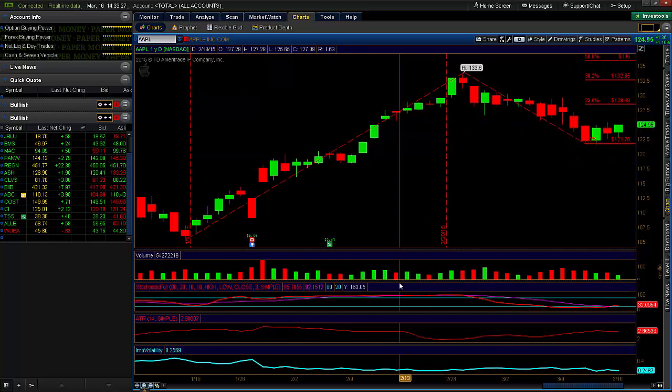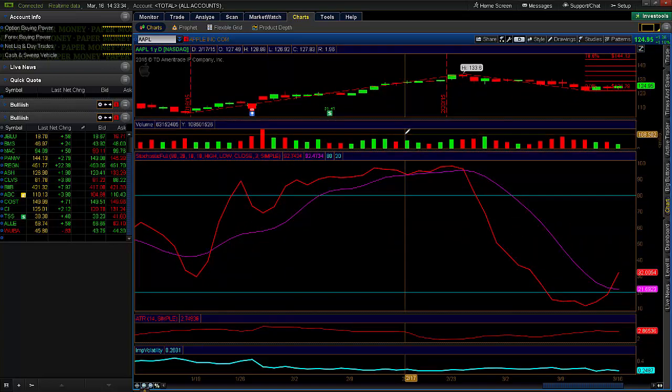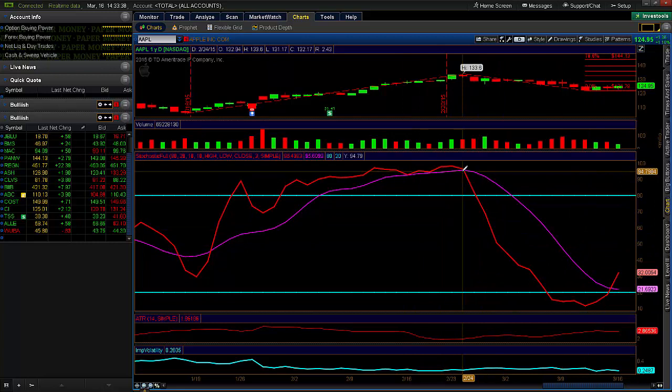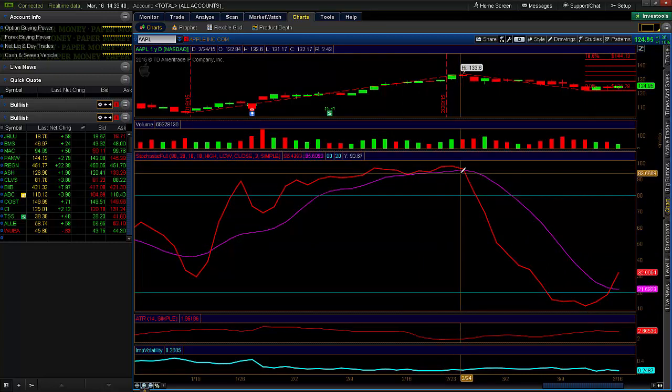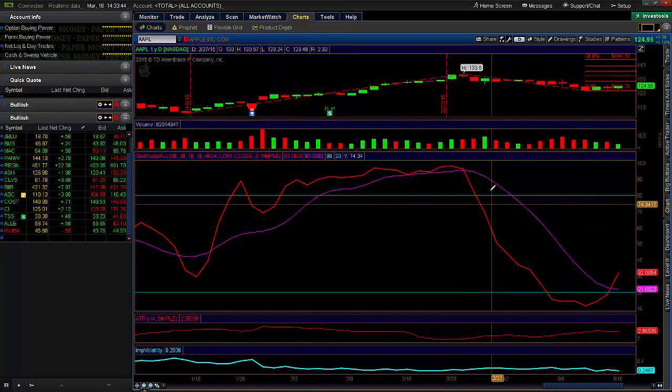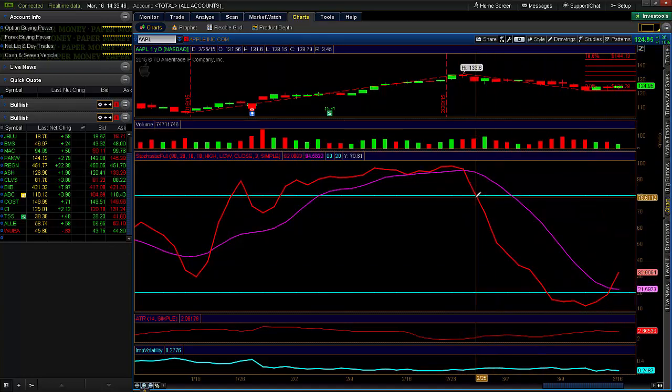and stochastics can help us understand that overvalued versus undervalued. Overvalued is anything that is above 80. Undervalued is underneath 20. When you get the hook and the cross on the pink line, that red line over the pink line, that is your buy signal. When the red line crosses underneath the 80 barrier, that's a sell. When it crosses above the 20, that is a buy signal.